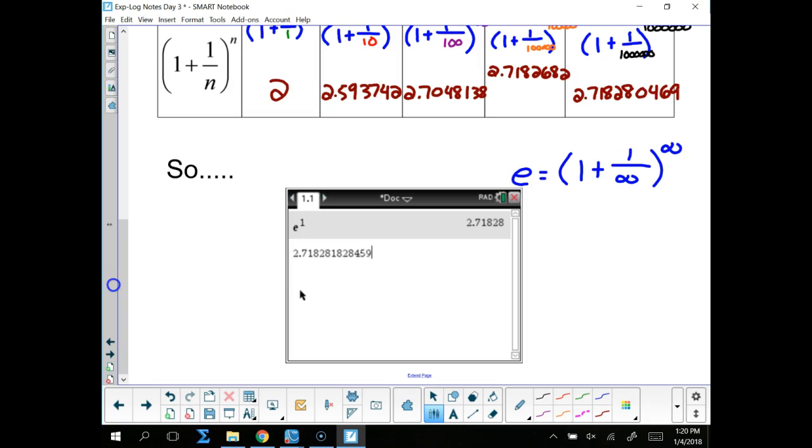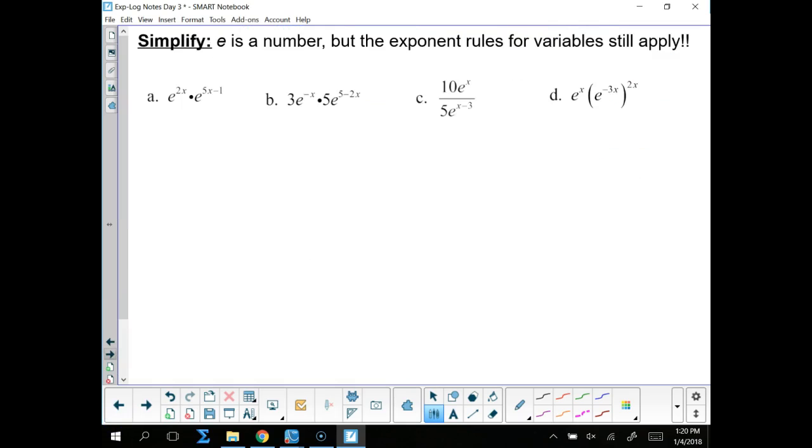Now, the cool thing about e is that, yes, it is a number, but we can also treat it like a variable, because it's a locked-in number. So all of our variable rules that we learned back in Algebra 1, and went over again in Geometry, and again in Algebra 2, and again last year in Algebra 3, apply.